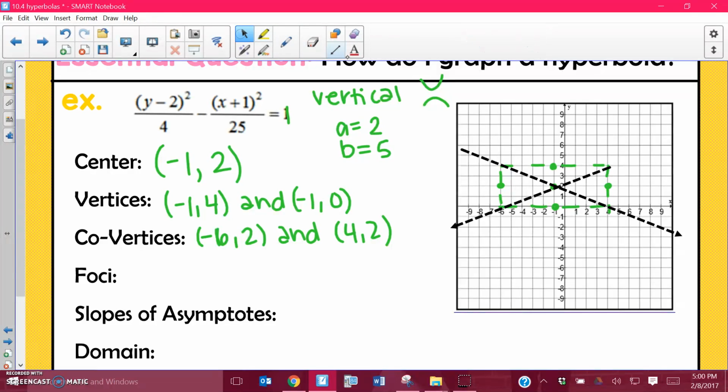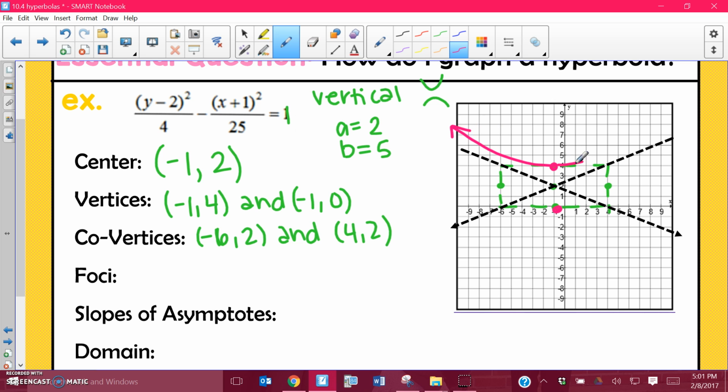I kind of did a good job there. And then I'm going to go ahead and use my vertices, which remember, this one is going to be a vertical one. And then I'm going to use my asymptotes to help guide me. You have to sing when you do it. Okay, and so now I can finish some other stuff about my graph.